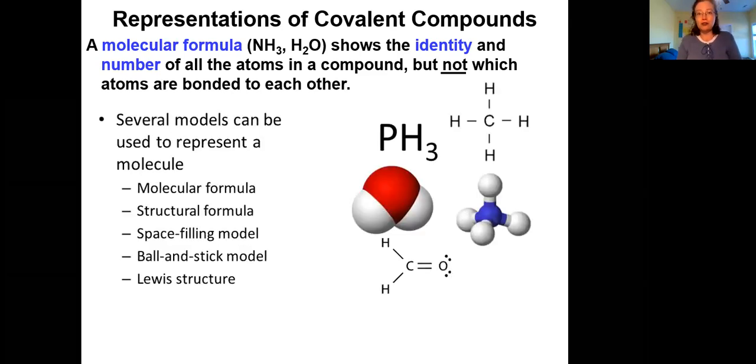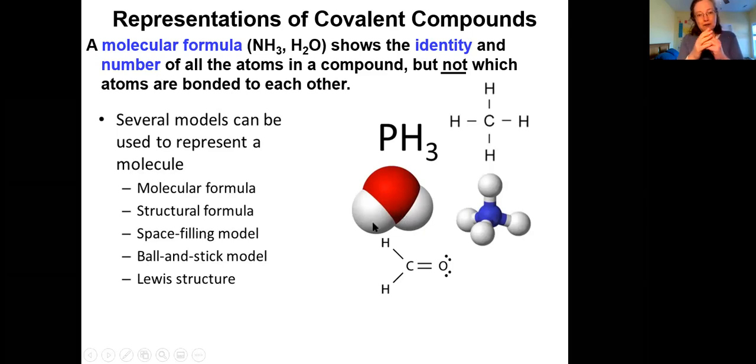There's other models that can be used. So the first one is our molecular formula. Here it's PH3, a phosphorus and 3 hydrogens. A structural formula is an example like this one, where we have the carbon atom and he has 4 single bonds to 4 hydrogens.